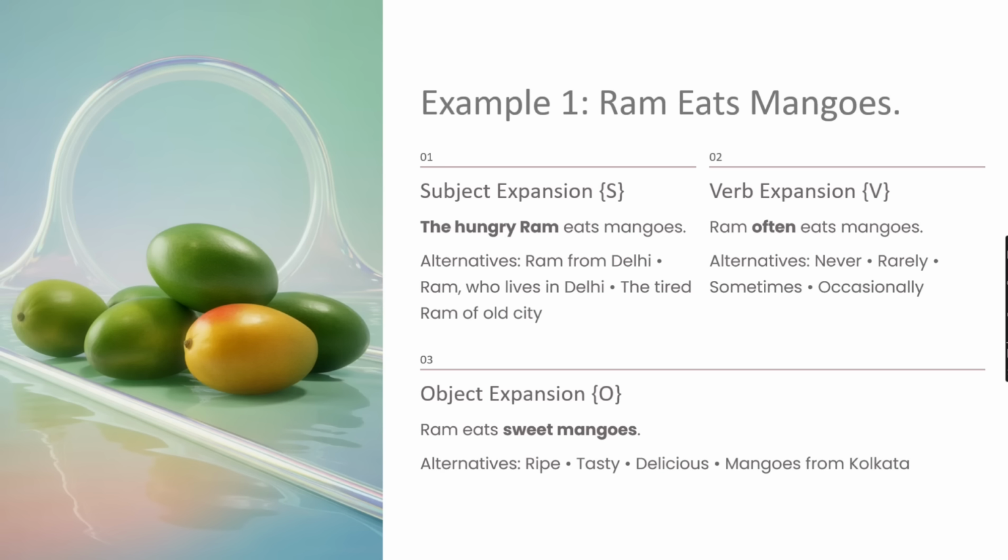Now let's look at object expansion. In your sentence, Ram eats mango, mango is your object. In this sentence, I have expanded using sweet mangoes: Ram eats sweet mangoes. But since my model gives you flexibility, you can also enhance the object using Ram eats ripe mangoes, Ram eats tasty mangoes, Ram eats delicious mangoes, Ram eats mangoes from Kolkata. So if you join your subject, verb and object expansion, your simple 3 word sentence will expand. It will grow naturally.